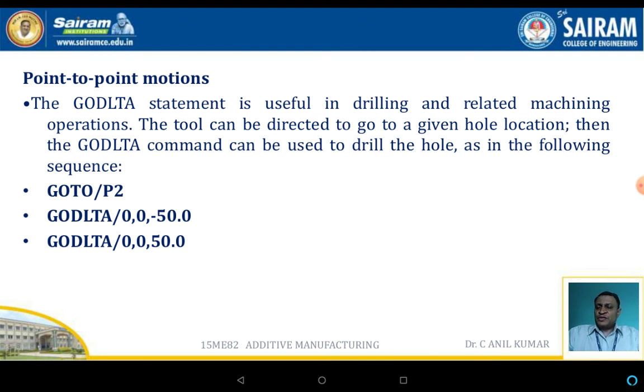Point to point motion. The go delta statement is useful in drilling related machining operations. The tool can be directed to go to the given hole location. Then the go delta command can be used to drill the hole as in the following sequence: go to /P2, go delta /0 comma 0 comma minus 50, go delta /0 comma 0 comma 50.